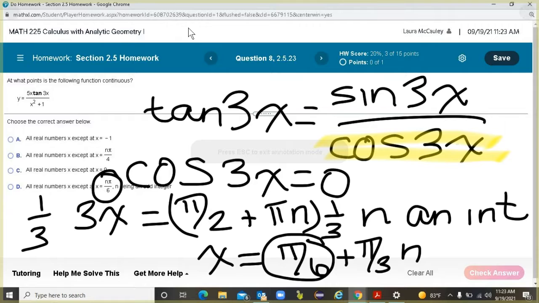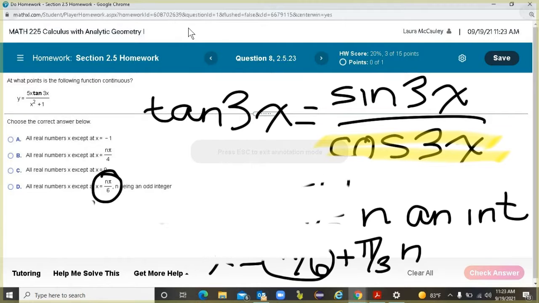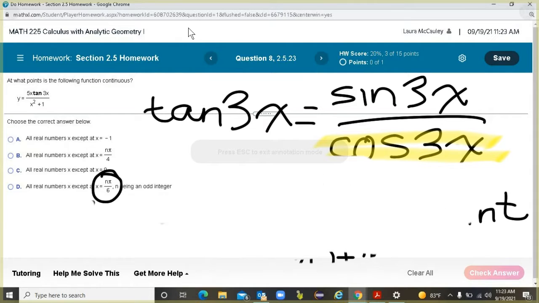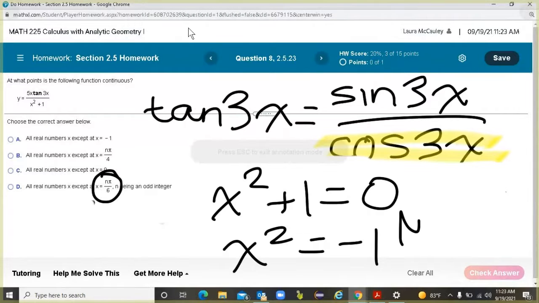Okay, so there's that. Now we also need to check that denominator. So we need the denominator to not be 0 as well. So let's look at that denominator and try to see when it might be equal to 0. Notice what happens here. We move that 1 over, and we get this -1. X squared can't be -1, so this never happens. We don't need to worry about this.